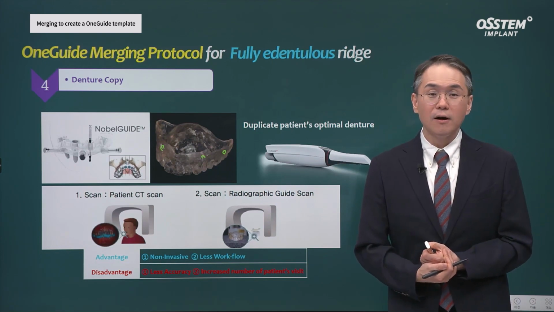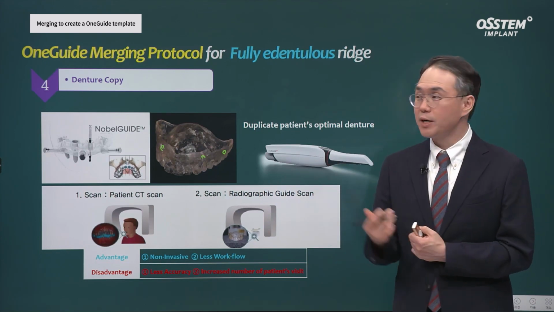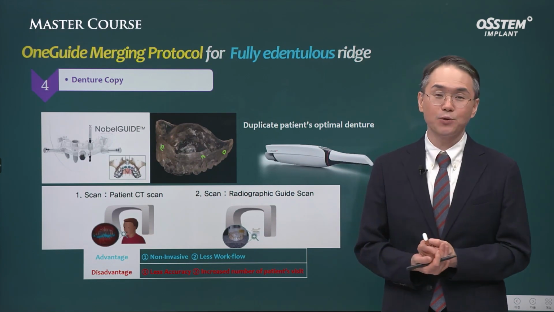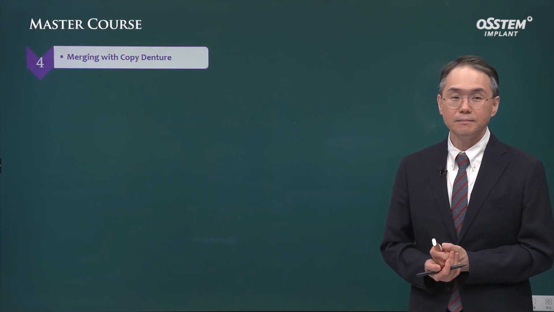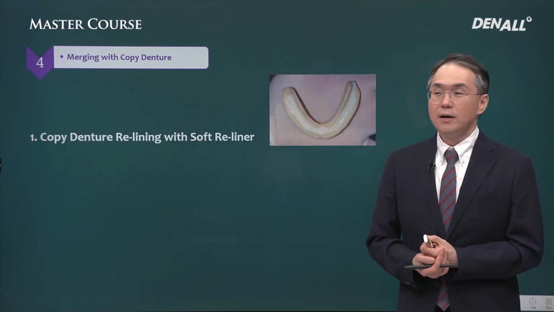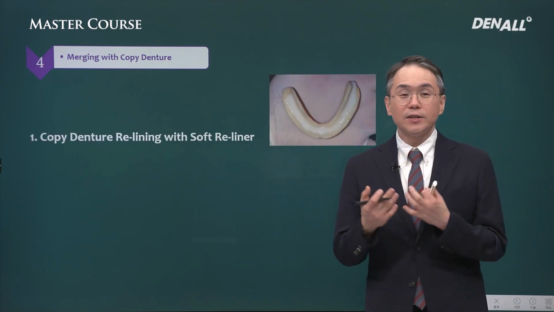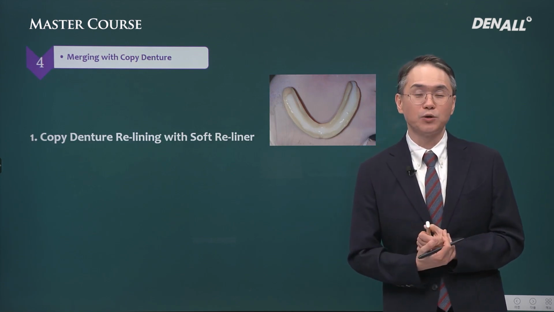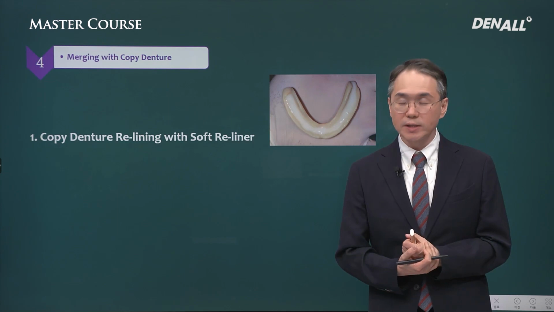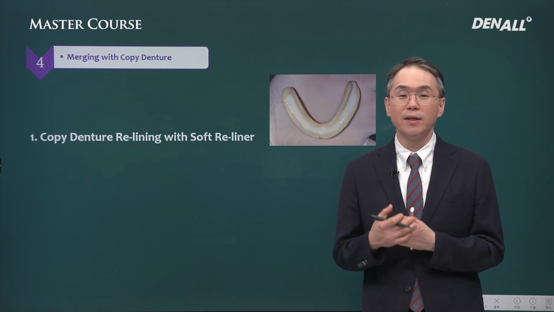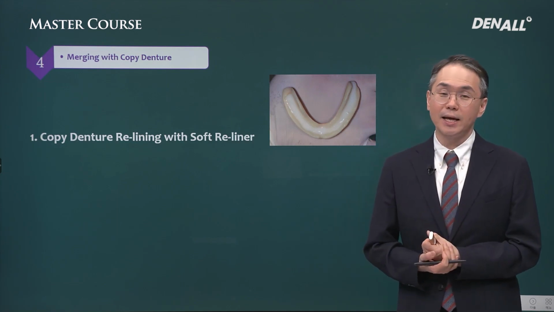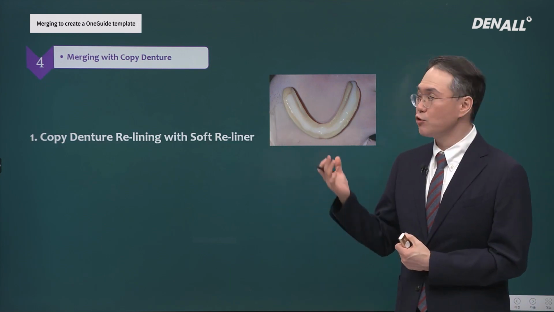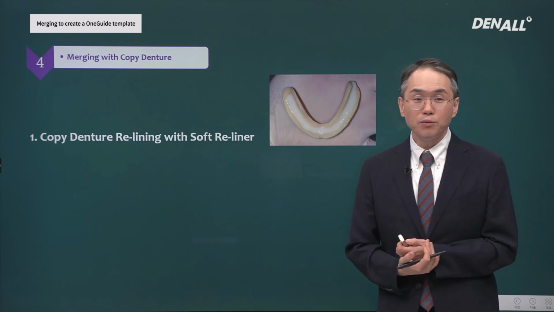If the denture that the patient was using does not have a metal frame, you can do merging with the denture. It's very convenient, so I'd like to touch upon it briefly. You can use the denture that the patient was using. If the patient's denture has a metal frame, copying the denture is necessary because the CT is going to be taken. If there is a metal frame, then scattering can occur. You need to copy the denture first and print it out using a 3D printer.